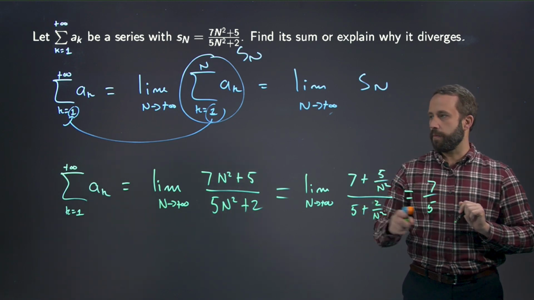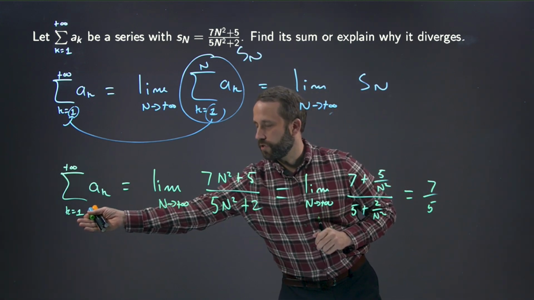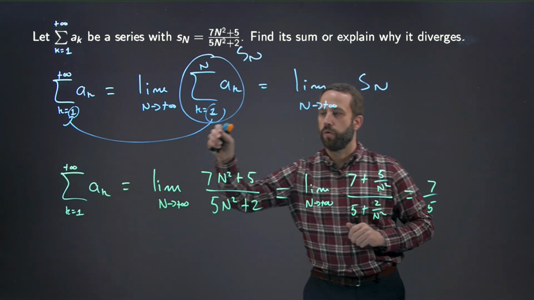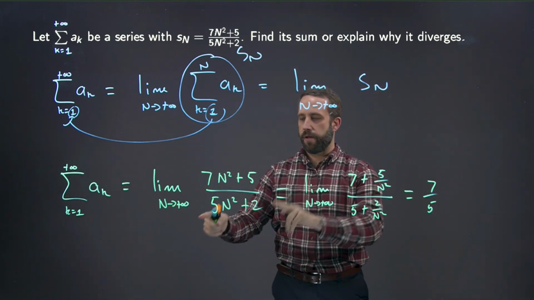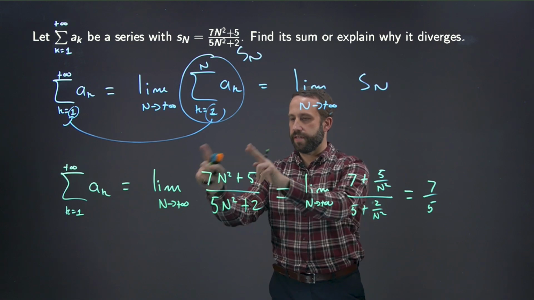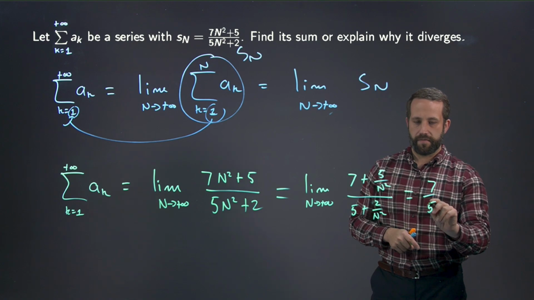So the answer to this problem is 7/5 because the value of the series is equal to the limit of the partial sums. That's just by definition. And we're given what the partial sum is for each n. This is what it is. So we take the limit of this as n goes to infinity to get 7/5 over here.